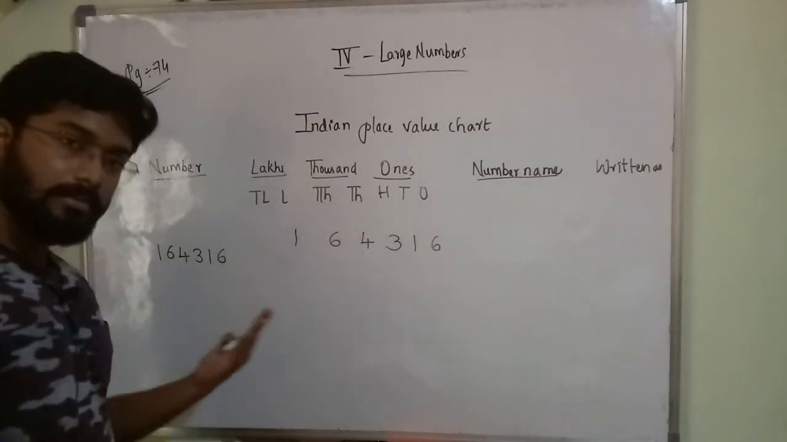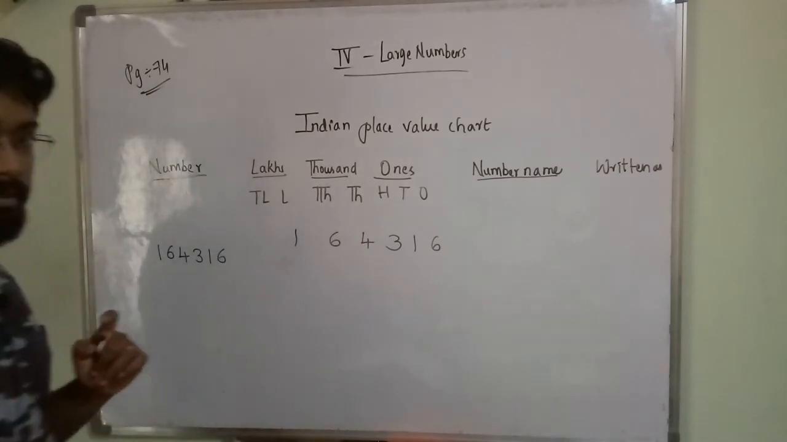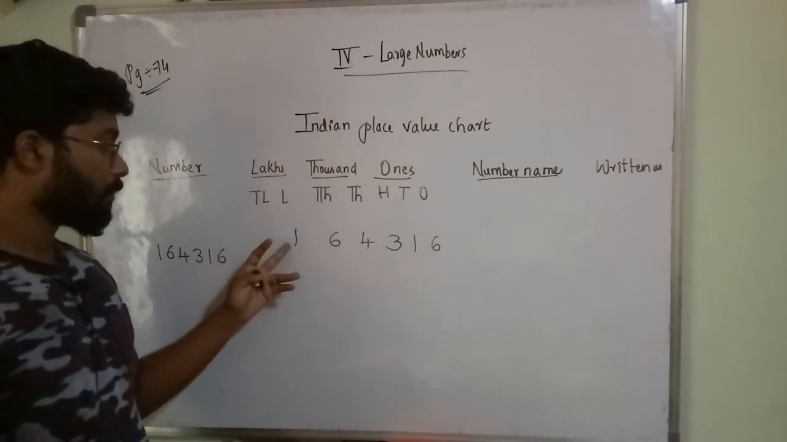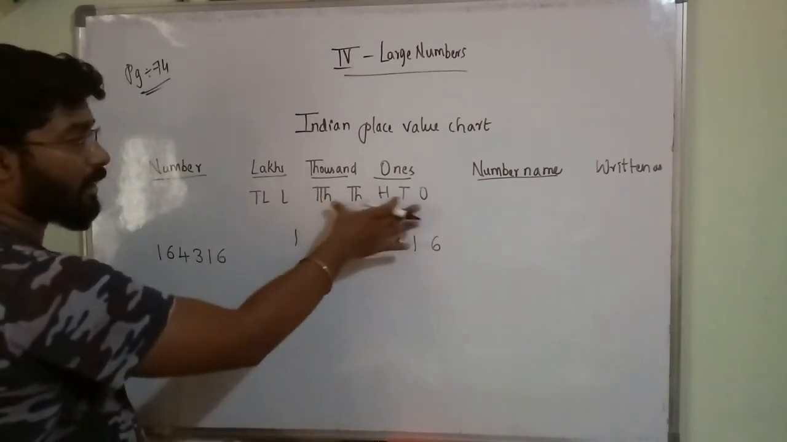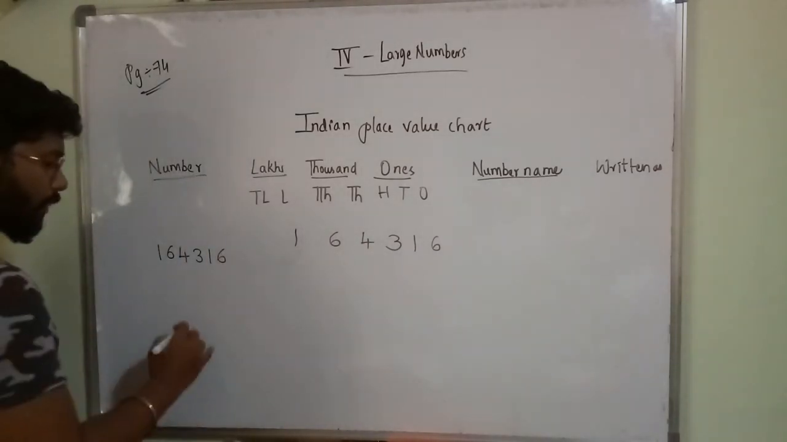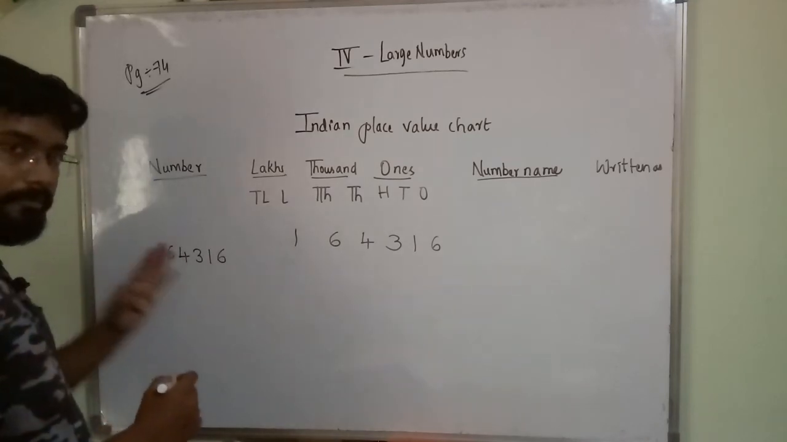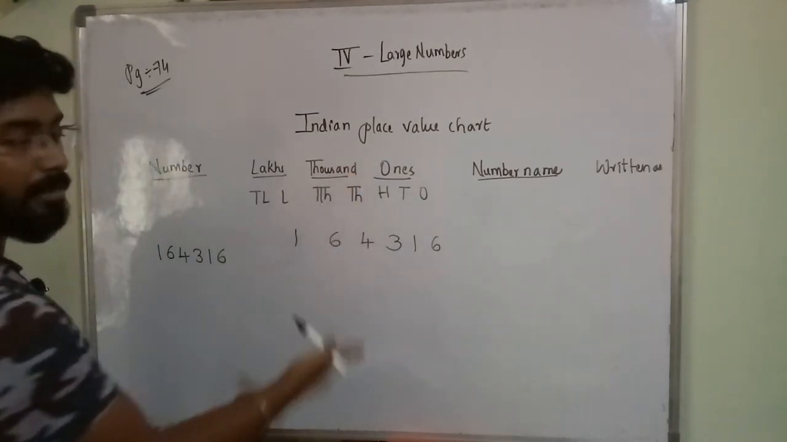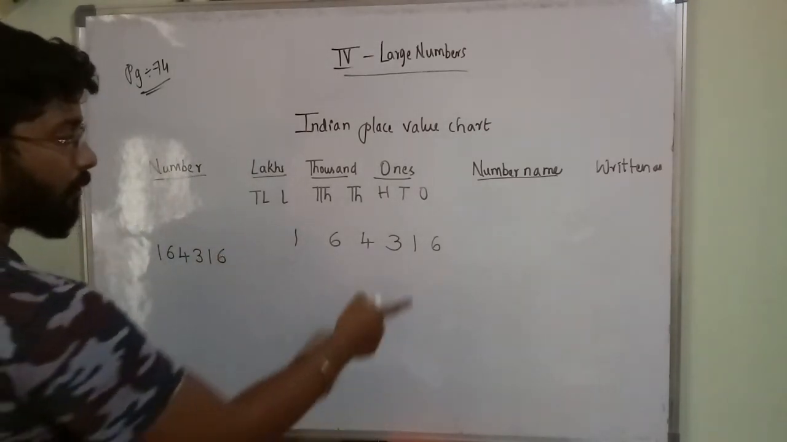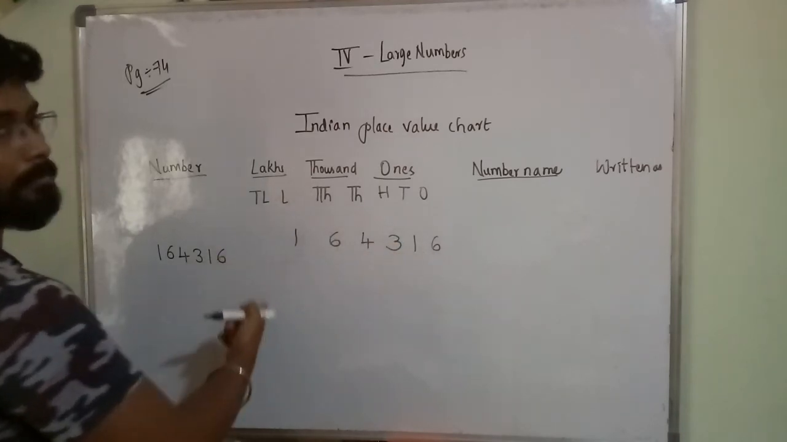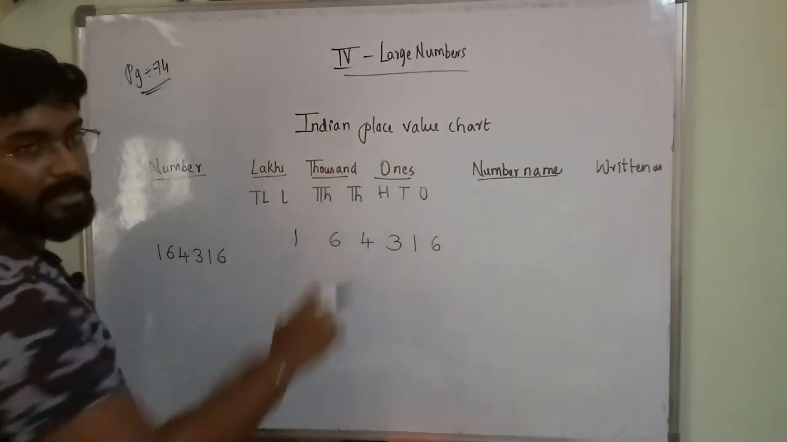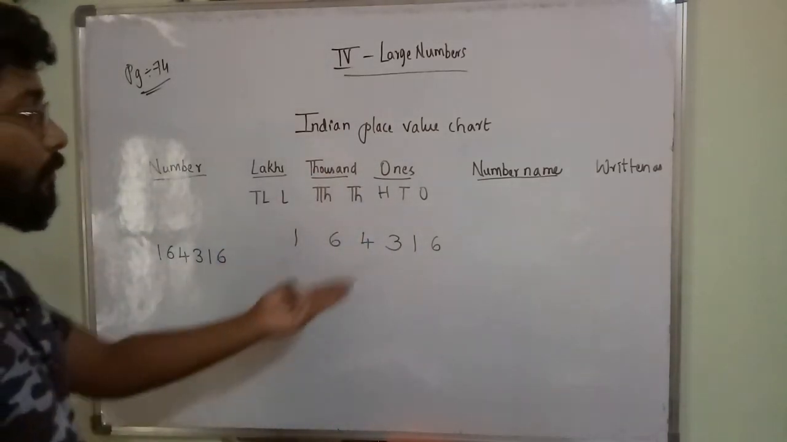Reading we will start from left to right. But placing the digits under the periods, you have to go from right to left. However, we will write the number from left to right only, if you are writing the number normally. But if you are placing the digits under the periods, you have to start from right to left. Here we are placing them under the periods, to know which digit is under which period and which place value. For that you have to write like this.